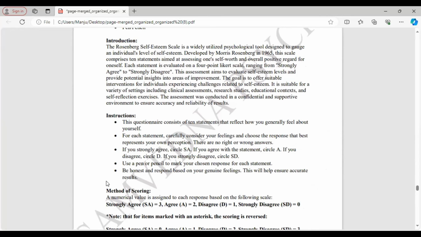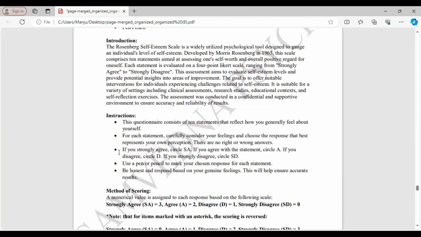Then, instructions. These instructions are for the patient or the client. This questionnaire consists of 10 statements that reflect how you generally feel about yourself. For each statement, carefully consider your feelings and choose the response that best represents your own perception. There are no right or wrong answers.